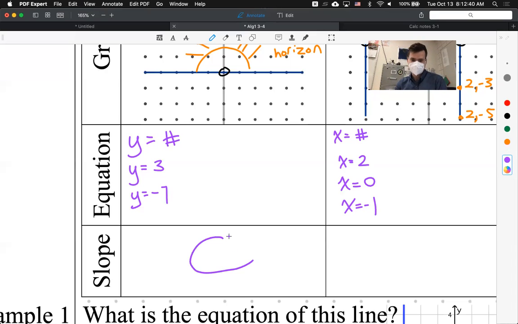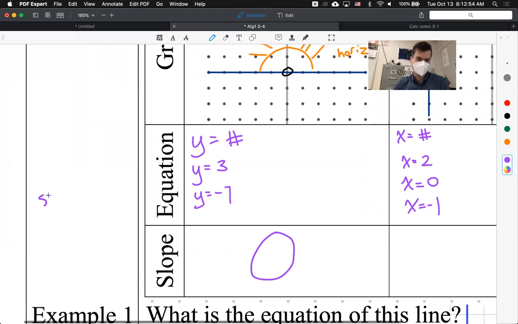Wouldn't it be 1 over 0 because your x is changing? Or would that be 0 over 1? 0, 1. Yeah, that's a great point. Let's talk about that, Zeke. So Zeke is using our formula for slope. Slope is equal to change in y or delta y over delta x. Well, let's look at that.